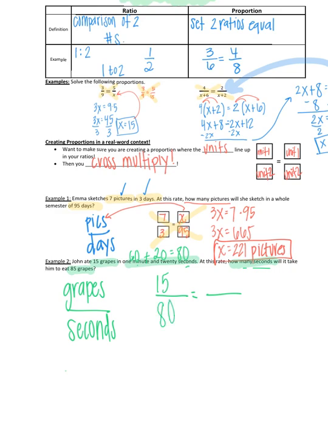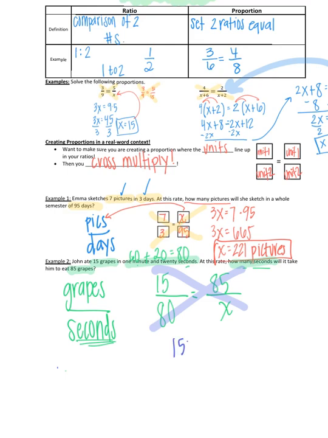That's actually kind of fast. We don't know how many seconds, so make sure that you're putting the variable with the seconds in our denominator. If you flipped it all around, that's fine as long as you're keeping it consistent. He's going to eat 85 grapes. Go ahead and do your cross multiplying. Wha-bam, wha-bam. And keep on solving.